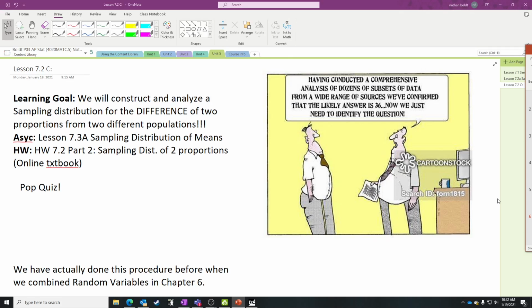Alrighty, ladies and gents. You got some paper out. You got a pencil out? You ready to do this? Sampling distributions for the difference of two proportions.